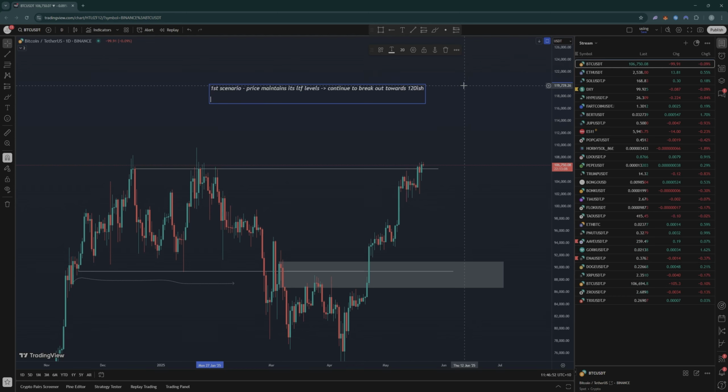The second scenario: price stalls here and falls back within the multi-month range that occurred at the start of the year. So those are the two scenarios.